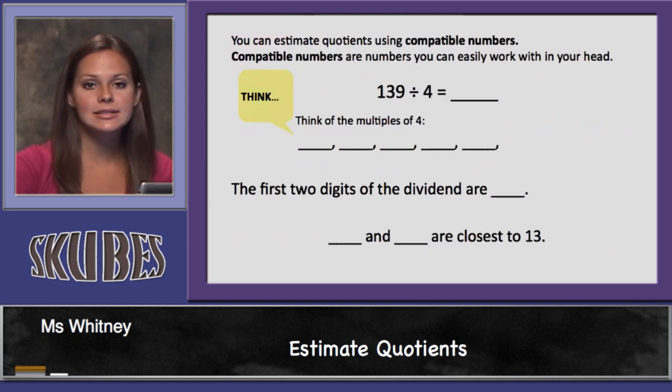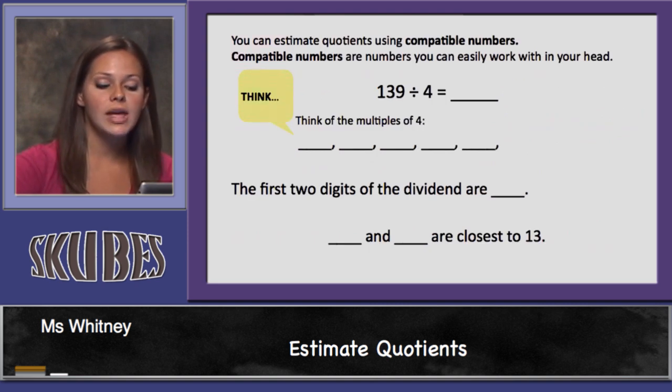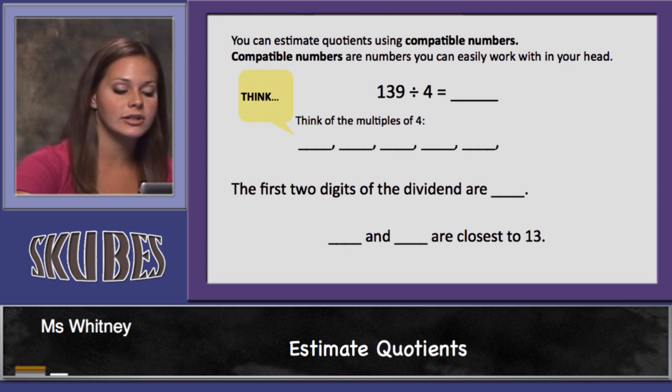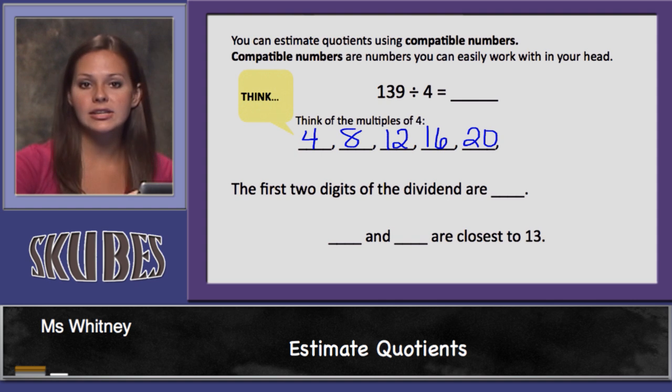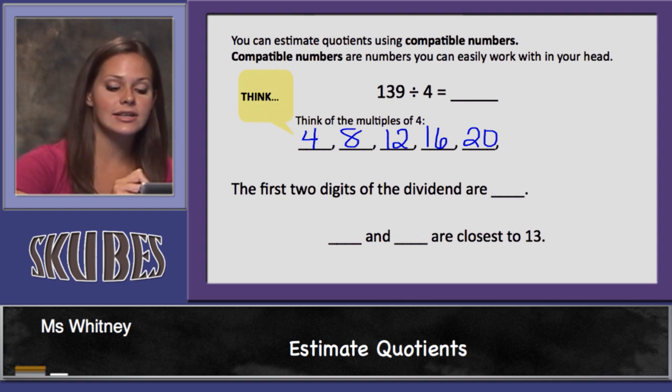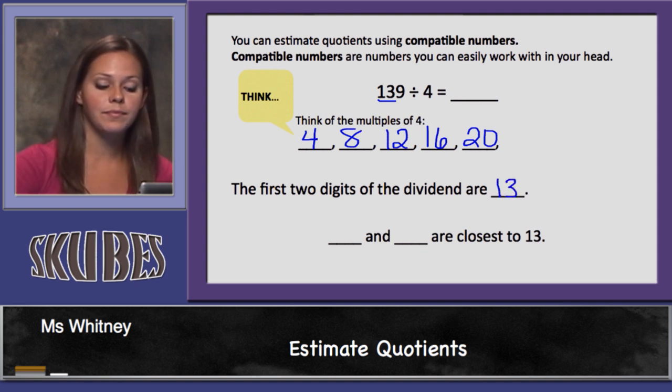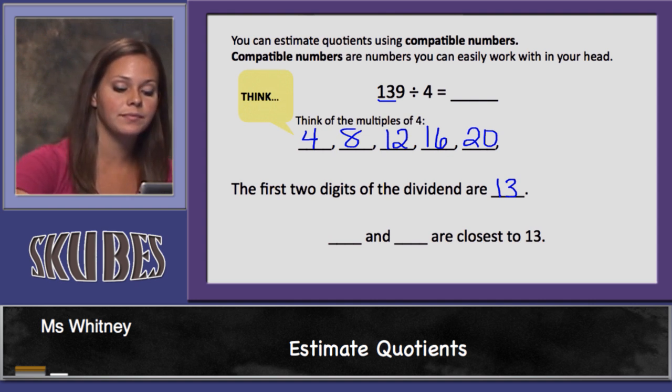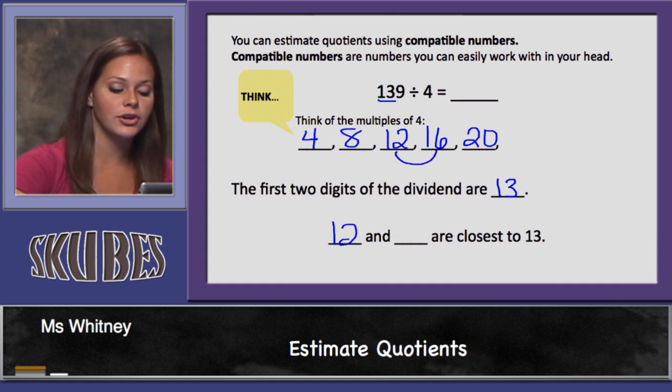Let's try another example estimating using compatible numbers. We have 139 divided by 4. Let's think of the multiples of 4 first. 4, 8, 12, 16, 20, and so on. The first two digits of the dividend are 1, 3, or 13. I'm going to look at my multiples and find the multiples closest to 13. 12 and 16 are closest to 13.